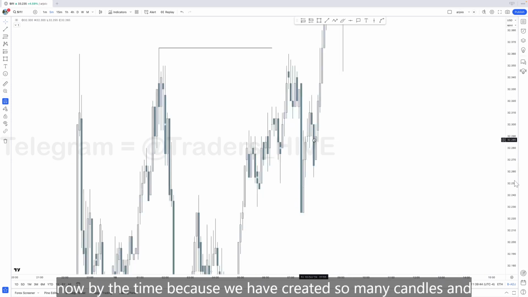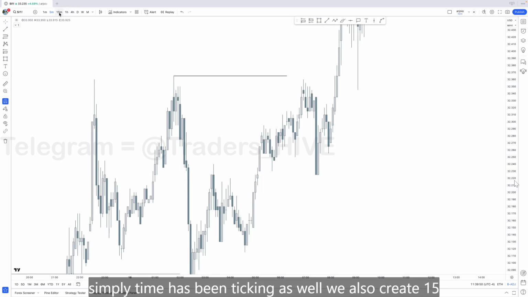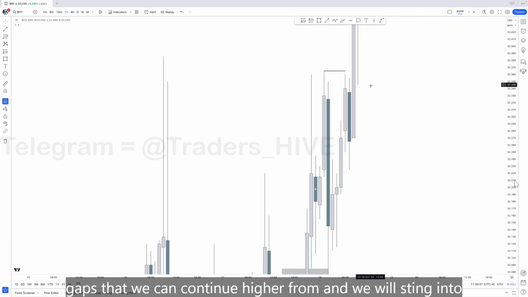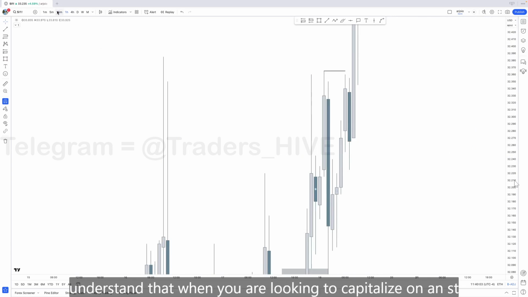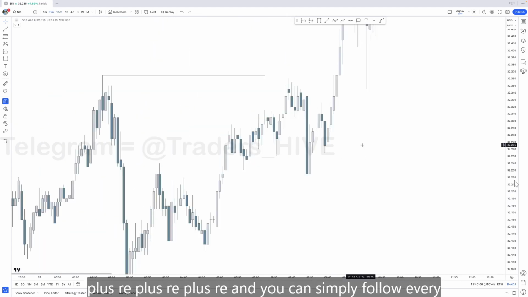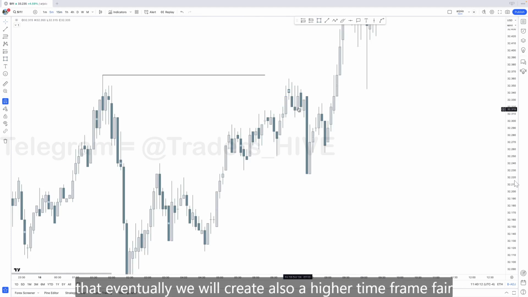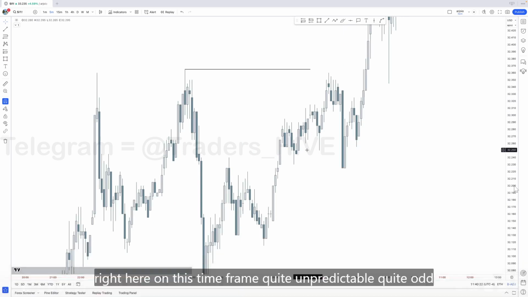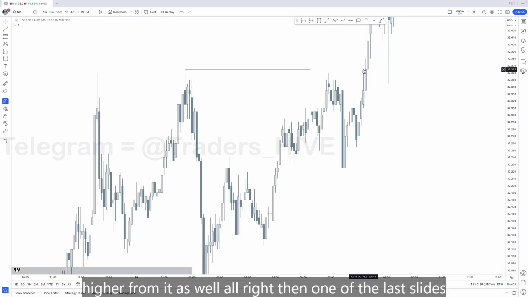So what I mean by that is, because we have created so many candles and simply time has been ticking as well, we also create 15-minute fair value gaps. We also create 1 hour fair value gaps that we can continue higher from, and we will sting into to then continue higher right there. That's important to understand, that when you are looking to capitalize on an ST plus a RE plus a RE plus a RE, and you can simply follow every order flow lag afterwards as well, do not get blindsided by the fact that eventually we will also create higher time frame fair value gaps that we can retrace back into, making price action right here on this time frame quite unpredictable, quite odd. But on the 1 hour, it makes a whole lot of sense because it's just a simple sting into that fair value gap to then continue higher from it as well.